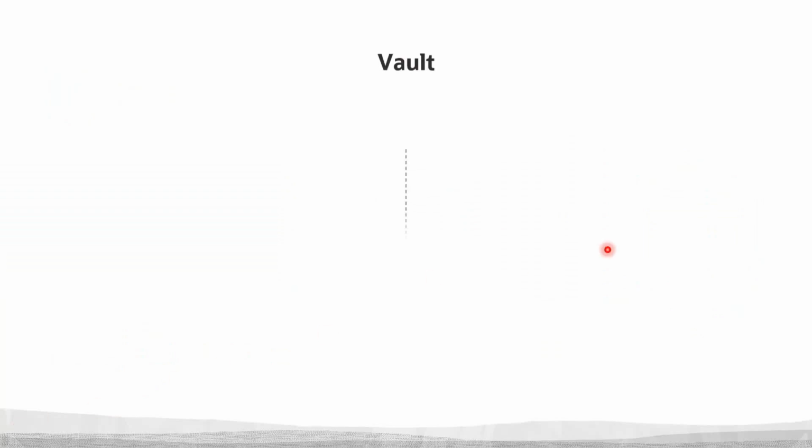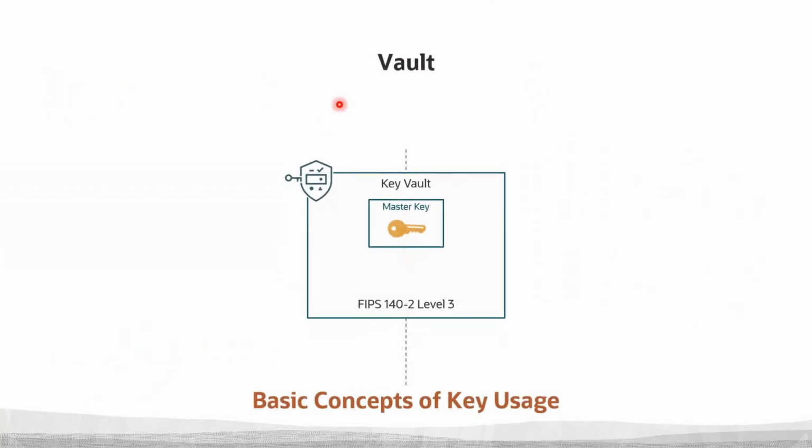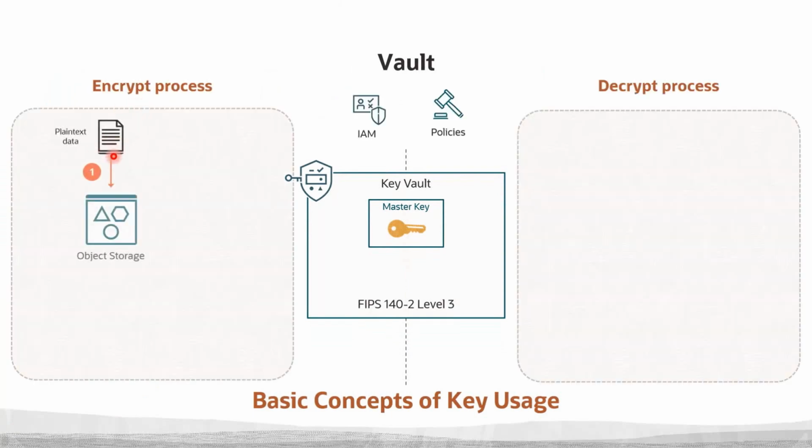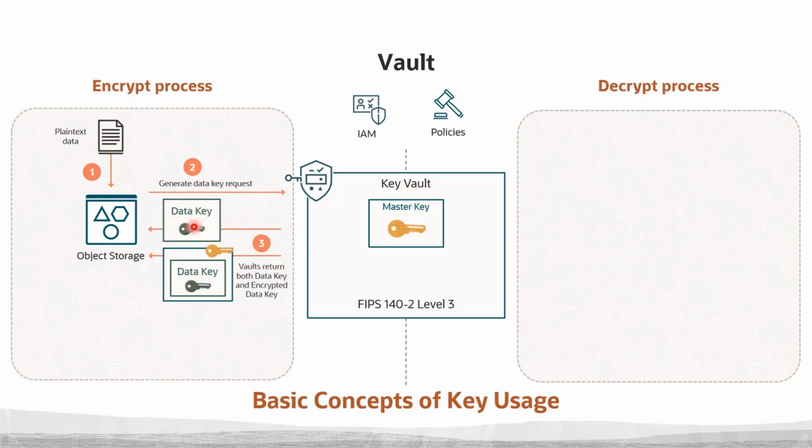Now, this slide talks about how envelope encryption actually works. When you upload a plain text data to the object storage service, the service calls OCI Vault. Now, the Vault service returns both data key as well as encrypted data key. And that is the reason why you see these two boxes.